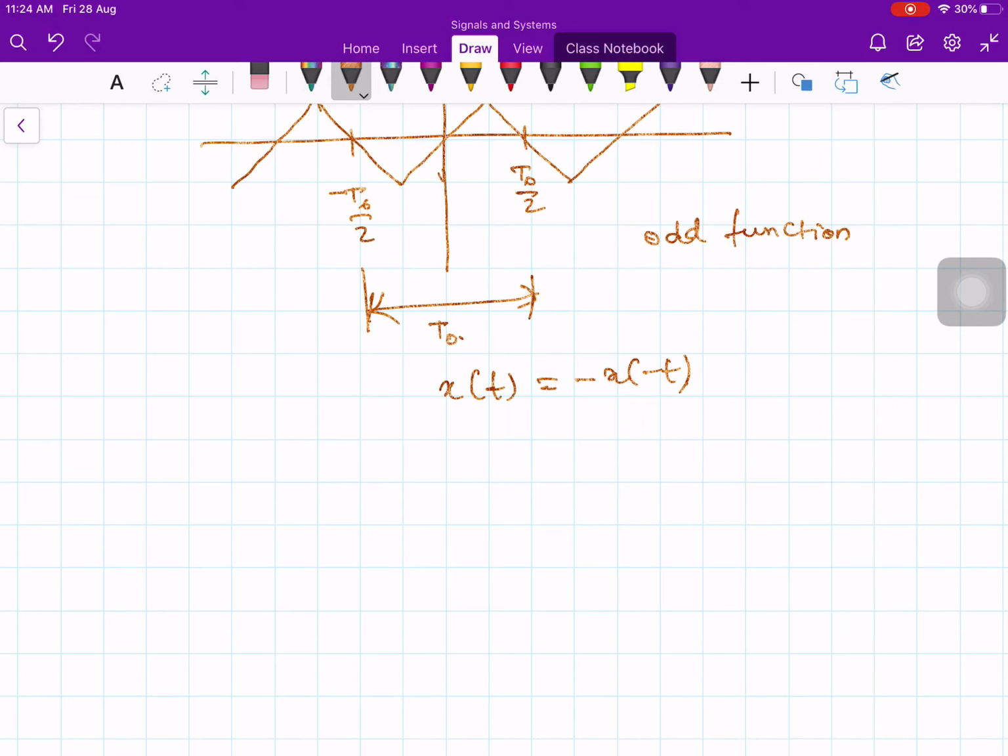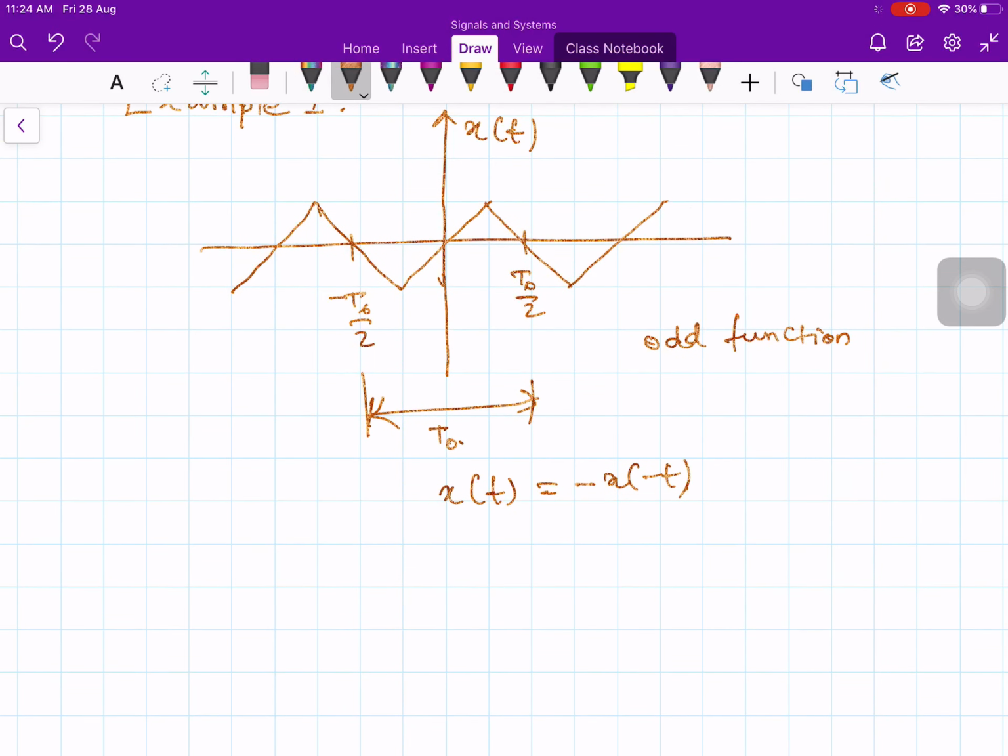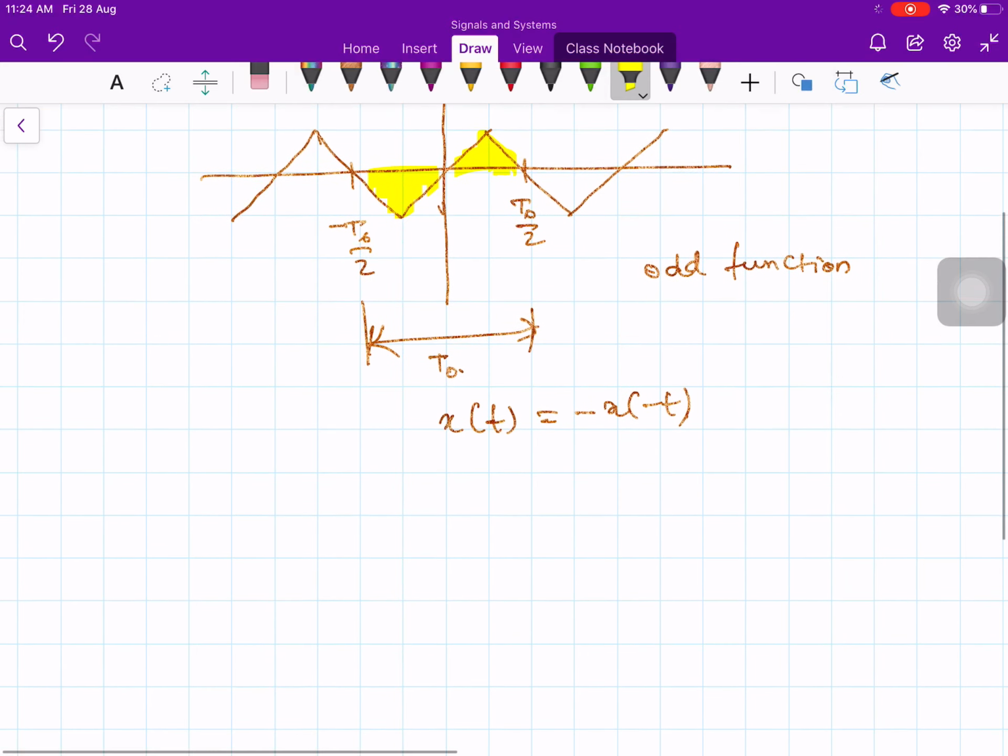And further, whatever waveform you have in the negative half cycle is repeating in the next half cycle with a reverse sign. The same thing is repeating in the next half cycle. Same area, positive area is equal to negative area. Therefore, this has half wave symmetry.